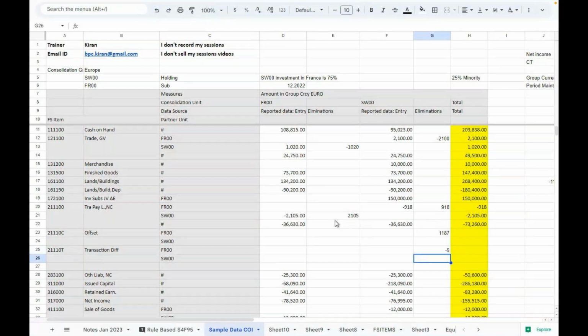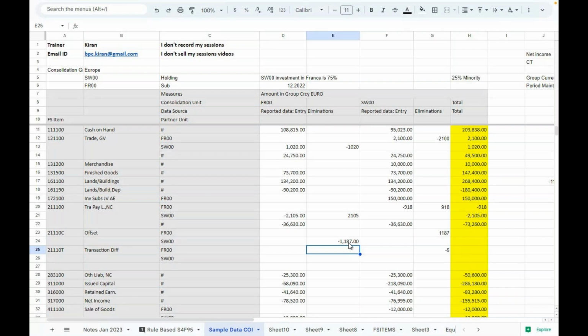Whether you want to post this difference in the leading unit or partner unit, that configuration you can also handle. ICE differences can be posted to the leading unit or partner unit. Even that I can configure. And also eliminations France side, France intercompany transactions with Switzerland, which is minus 1187. See, both are matching.